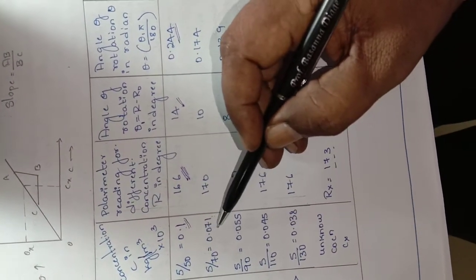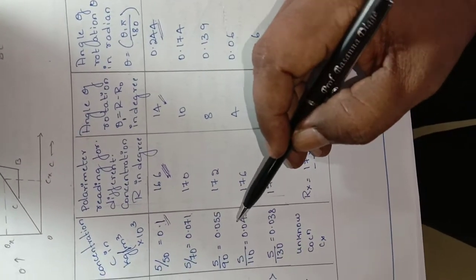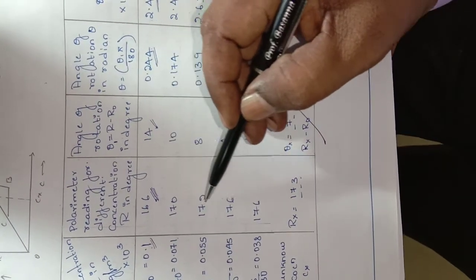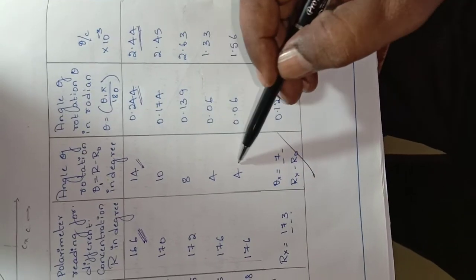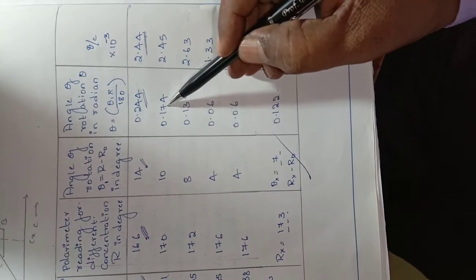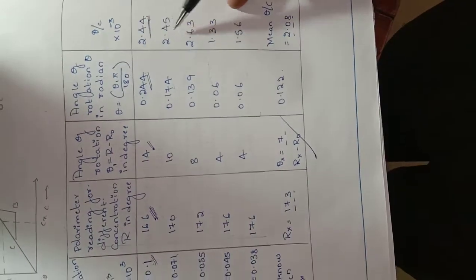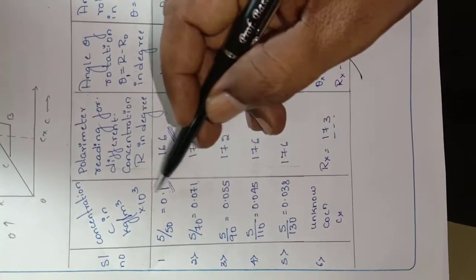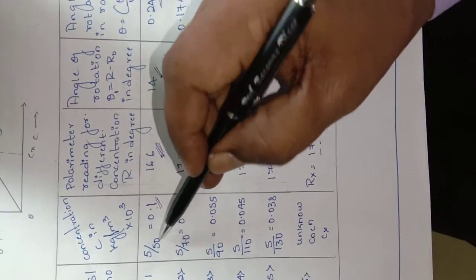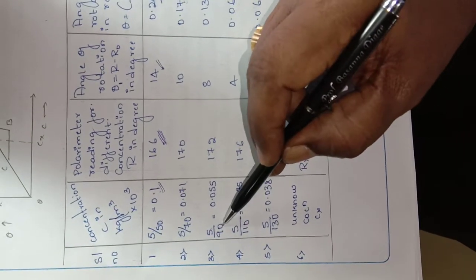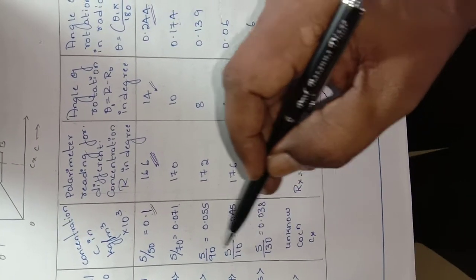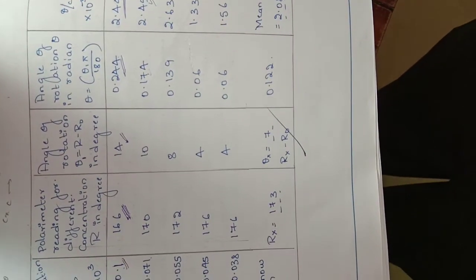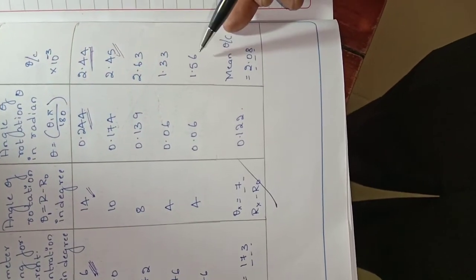As the concentration decreases, the angle of rotation decreases. So the R value increases and the theta value decreases. Knowing theta in radians and the concentration, theta by C is calculated again. Repeat this experiment for different concentrations, that is 5 by 50, 5 by 70, 5 by 90. It means go on adding 20 cc each time: 5 by 90, 5 by 110, like that. So you will have a set of theta by C values.